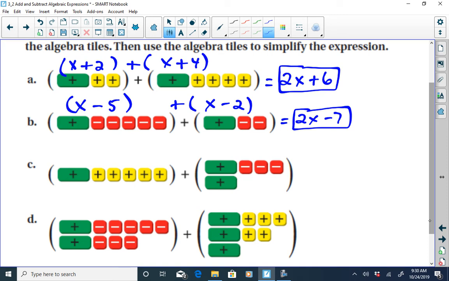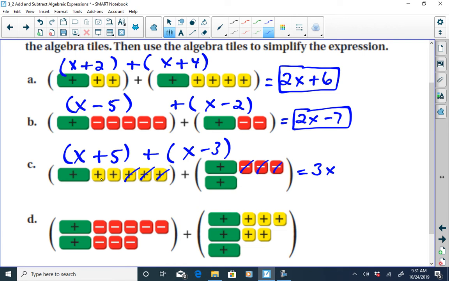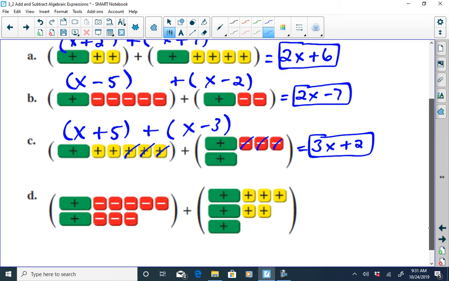Let's look at our next example. We have x plus 5 here, plus parentheses x minus 3. Now here, we're going to have some zero pairs because I have a positive 1 and a negative 1 here. So I want to get rid of my zero pair. So I take one positive and one negative, cross them out. Take another positive, another negative, cross them out. Another positive and another negative, cross them out. Now I'm ready to look at my sum. I have 3 x's in total. Then I have 2 positive 1s, so 3x plus 2 would be the sum.